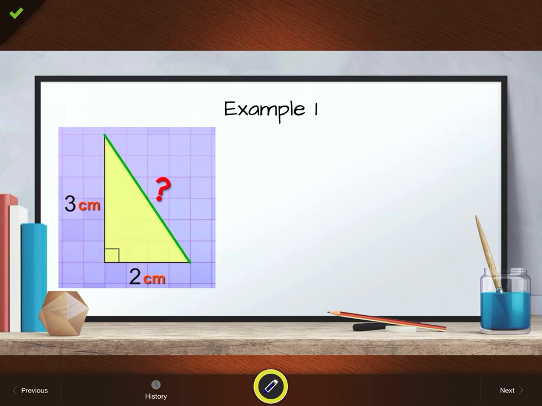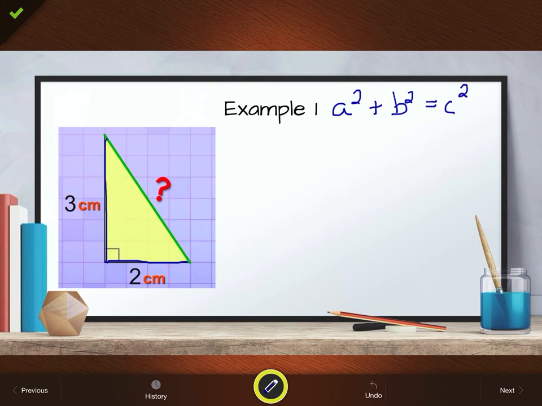We have 3 centimeters on this leg. We have 2 centimeters on the other leg, my two shorter sides, and I'm looking for my hypotenuse. So we're just going to plug it into our Pythagorean theorem. Leg squared plus leg squared equals hypotenuse squared, and then we're going to solve it.